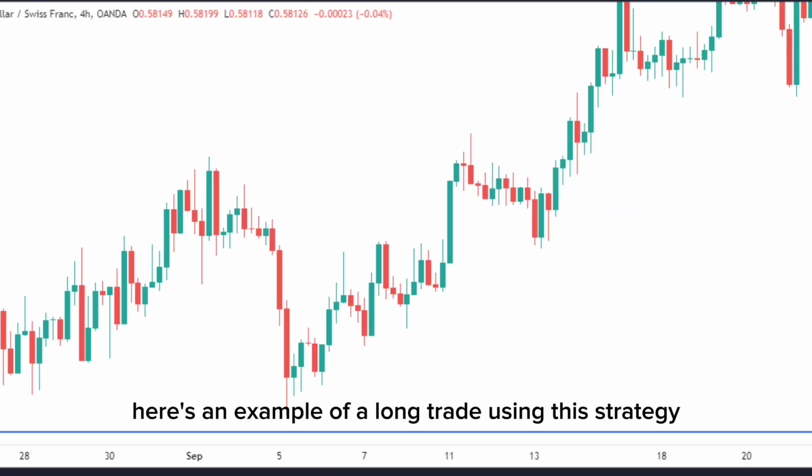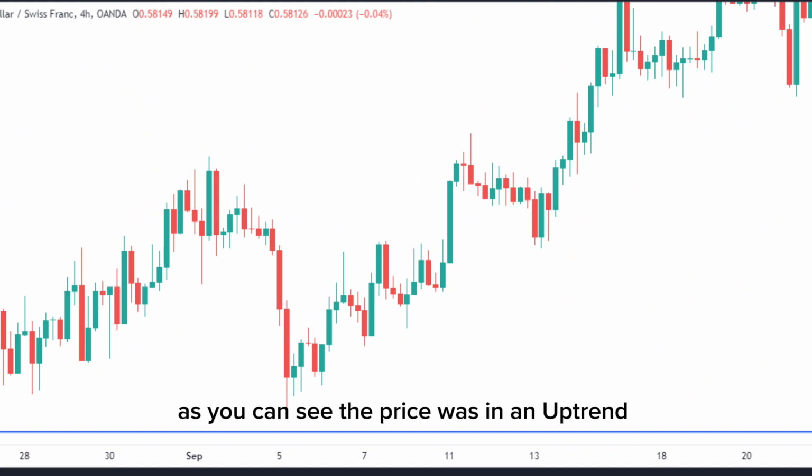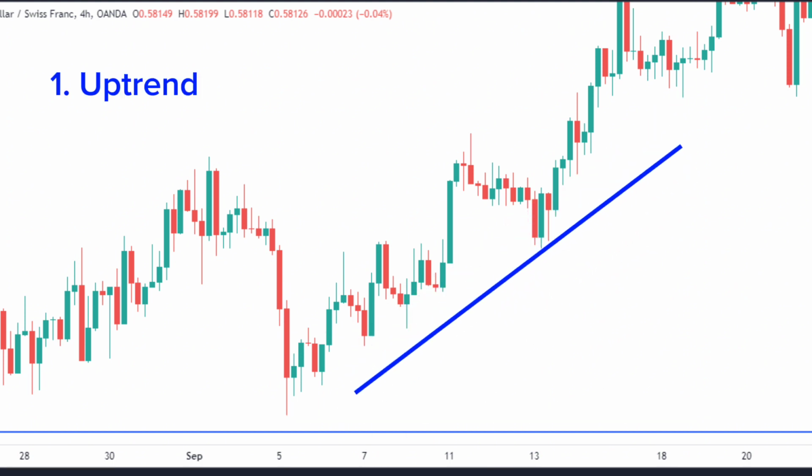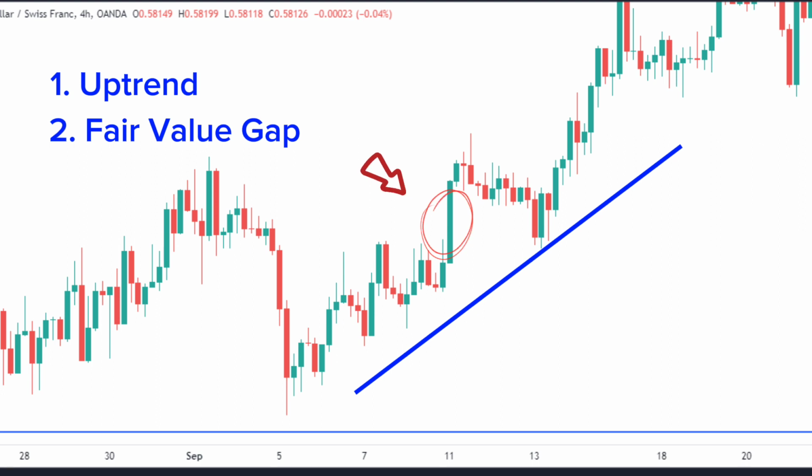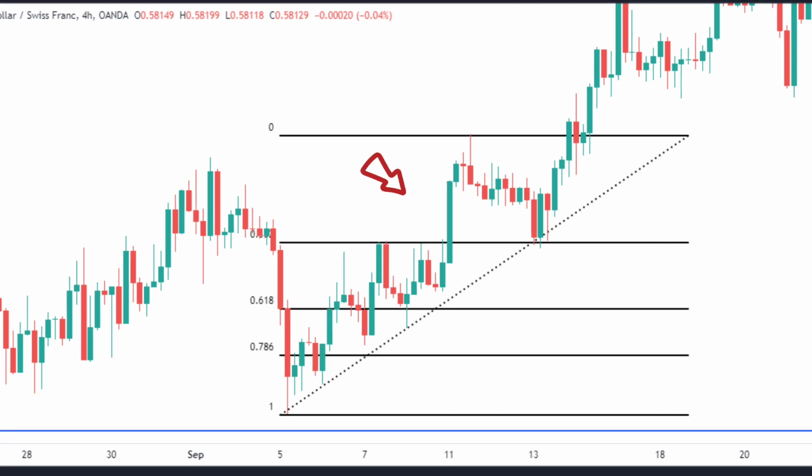Here is an example of a long trade using this strategy. As you can see, the price was in an uptrend and it formed a fair value gap. I applied the Fibonacci retracement tool to the fair value gap and waited for the price to retrace to the 0.382 level, which acted as a support.